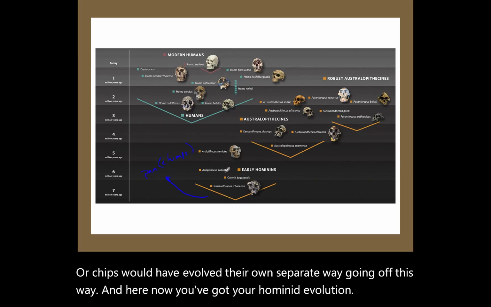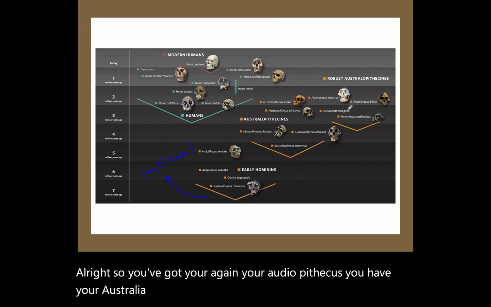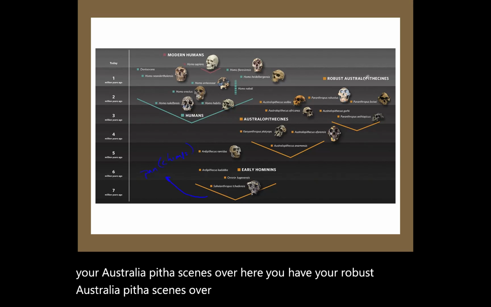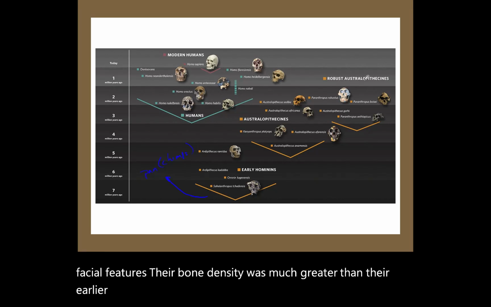So you've got, again, your Ardipithecus. You have your Australopithecines over here. You have your robust Australopithecines over here. They're called robust because their facial features and their bone density were much greater than their earlier predecessors, the Australopithecines.